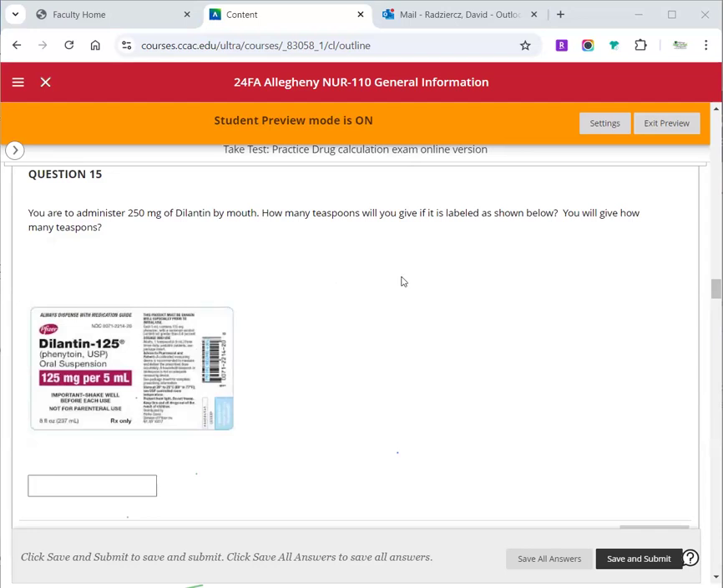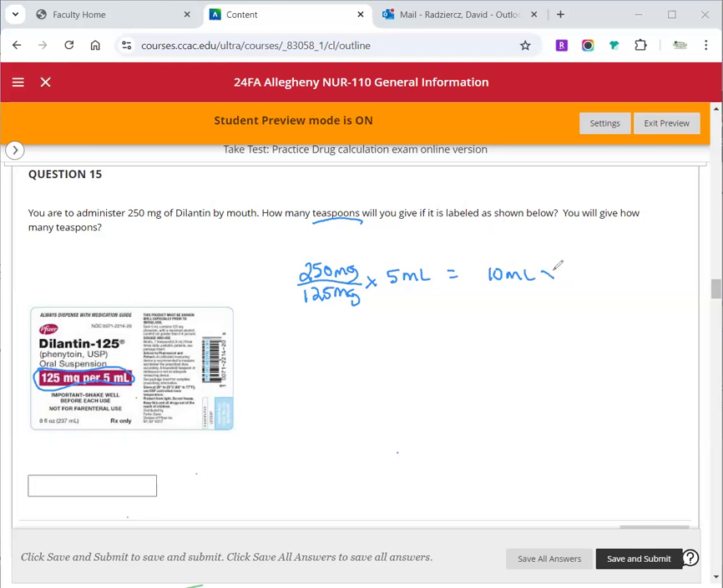All right. Number 15, Dilantin by mouth. This is a commonly missed question because students start solving for milliliters, but it clearly says how many teaspoons will you give. Your order is 125 milligrams per 5 ml. You have a similar question to this on the practice sheets that I've given you. So you can do this like this, where you have 250 milligrams over 125 milligrams times your 5 ml. That gives you 10 ml, and then you just have to convert milliliters to teaspoons.